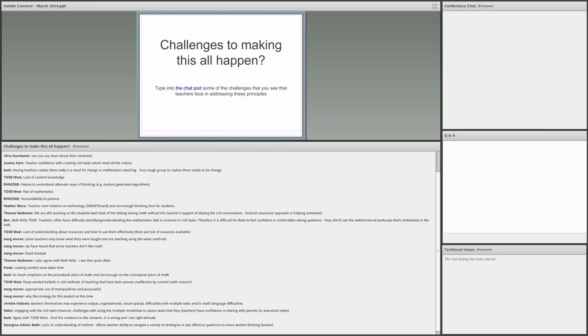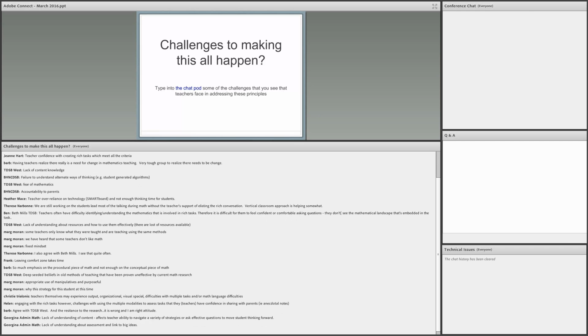And I see resistance to research, yeah. And over-reliance on technology. That's interesting, isn't it? Smart boards came out, and it's kind of like the teacher space, not necessarily a collaborative space. So I think that sort of set us back a bit. Thinking about a change in mathematics.